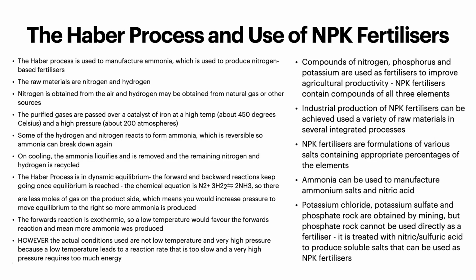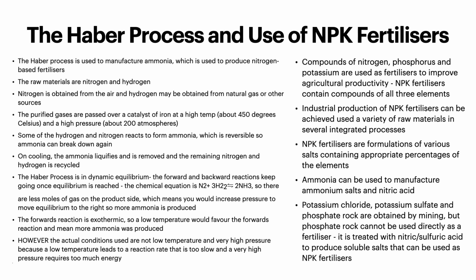Then finally we have the Haber process and use of NPK fertilisers. Firstly looking at the Haber process, this is used to manufacture ammonia, which is used to produce nitrogen-based fertilisers. The raw materials are nitrogen and hydrogen. The nitrogen is obtained from the air, and hydrogen may be obtained from natural gas or other sources.